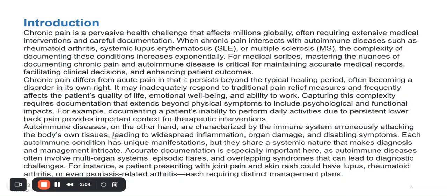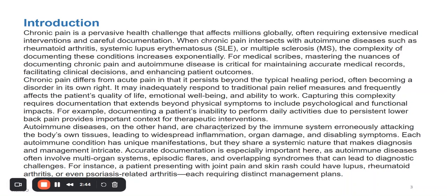Autoimmune diseases, on the other hand, are characterized by the immune system erroneously attacking the body's own tissues, leading to widespread inflammation, organ damage, and disabling symptoms. Each autoimmune condition has unique manifestations, but they share a systemic nature that makes diagnosis and management intricate. Accurate documentation is especially important here, as autoimmune diseases often involve multi-organ systems, episodic flares, and overlapping syndromes that can lead to diagnostic challenges. For instance, a patient presenting with joint pain and skin rash could have lupus, rheumatoid arthritis (RA), or even psoriasis-related arthritis, each requiring distinct management plans.